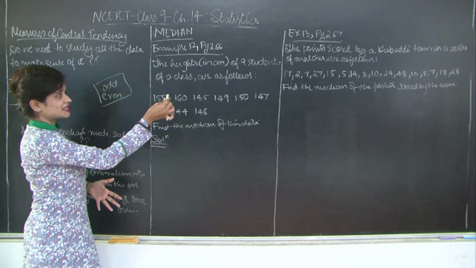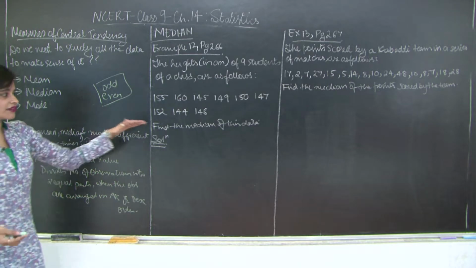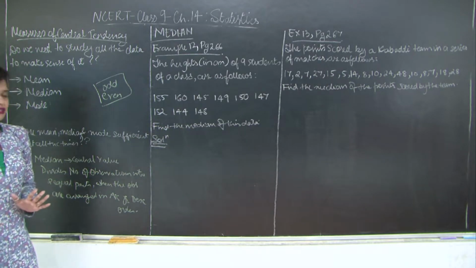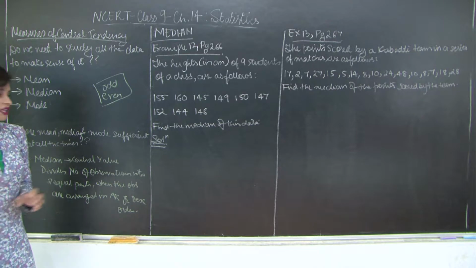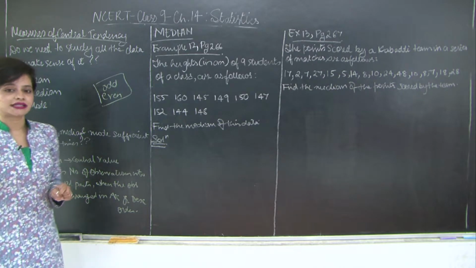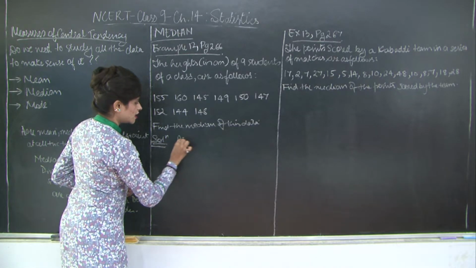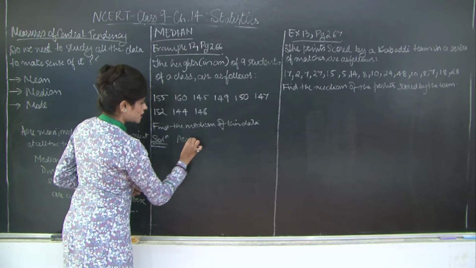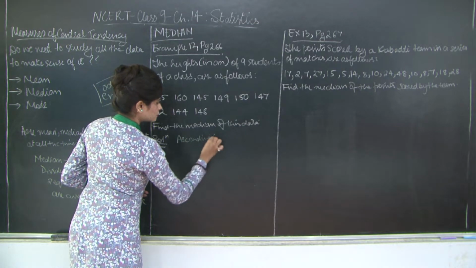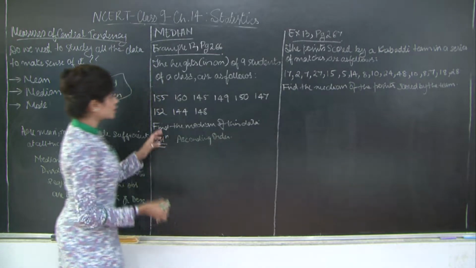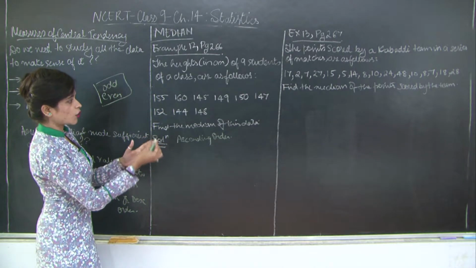The height in centimeters of 9 students of a class is given as follows. We need to find the median of this data. The first and foremost thing that we need to do is arrange it in ascending order. So I'm going to arrange it in ascending order. Let's arrange it. Ascending is from the smallest to the largest.